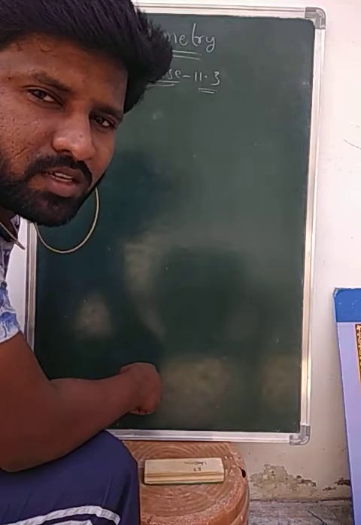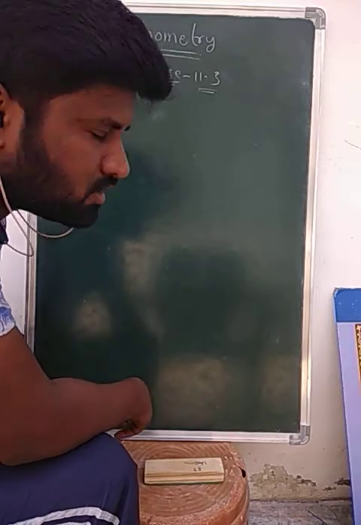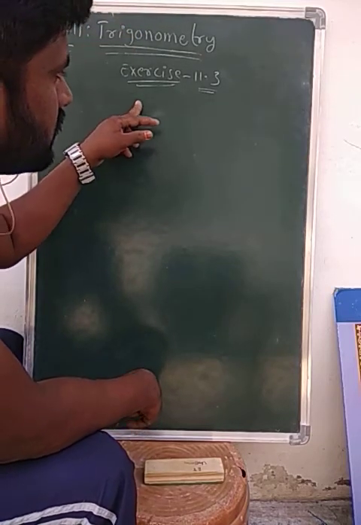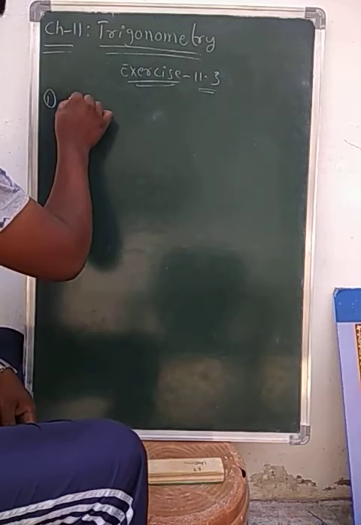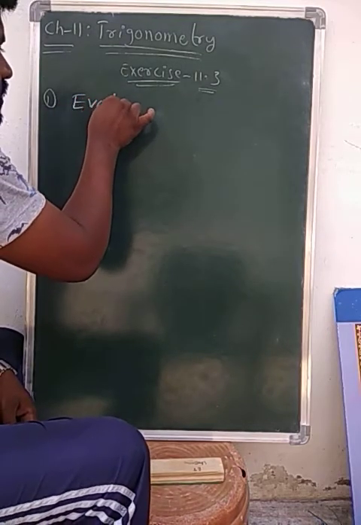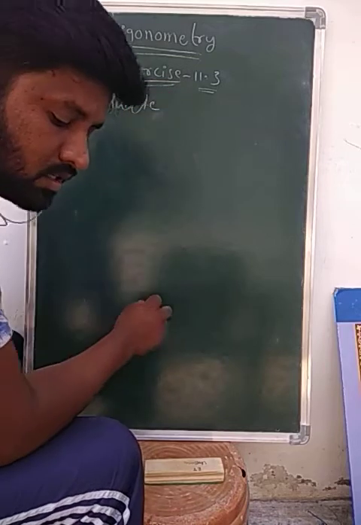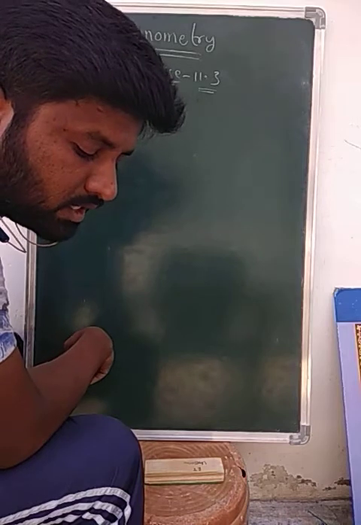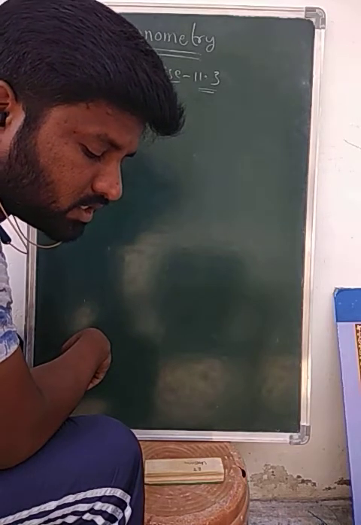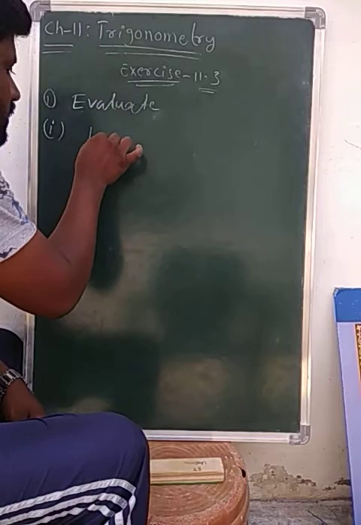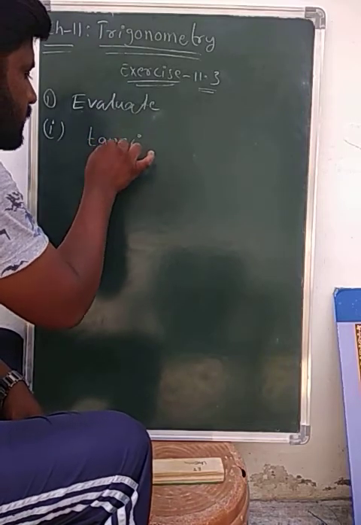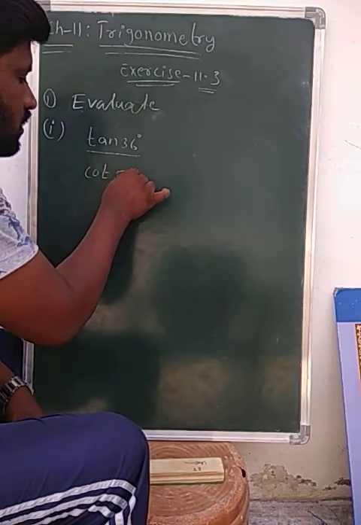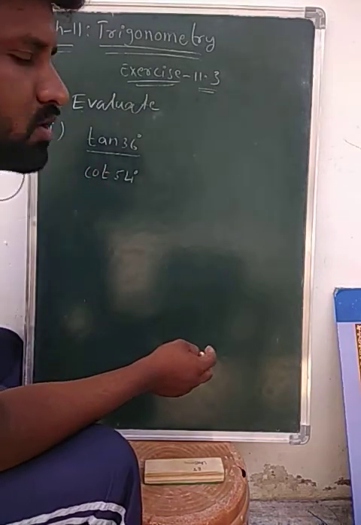Good afternoon, students. Today we are going to discuss chapter 11 trigonometry. In exercise 11.3, first question: evaluate tan 36 degrees by cot 54 degrees. Okay, so this is the given question.